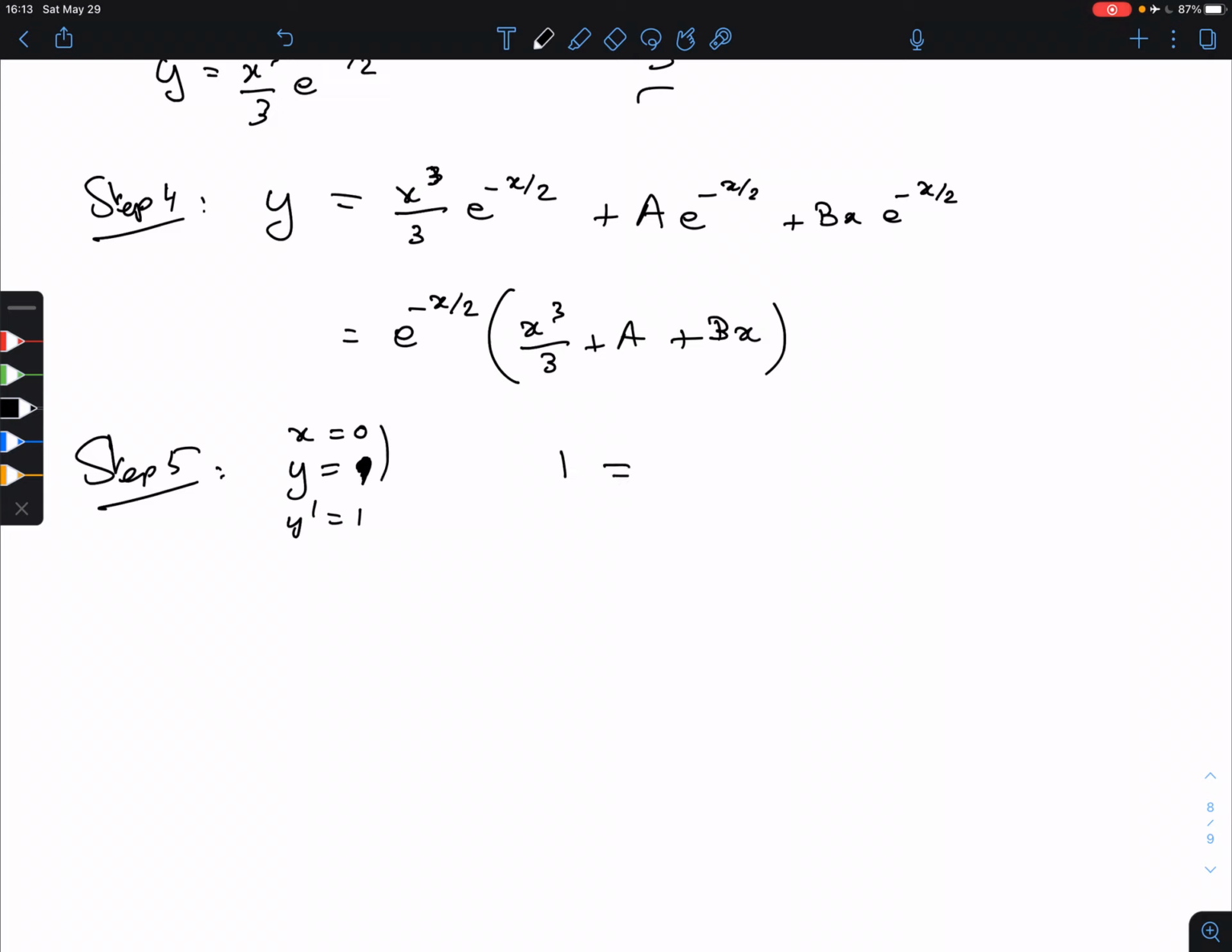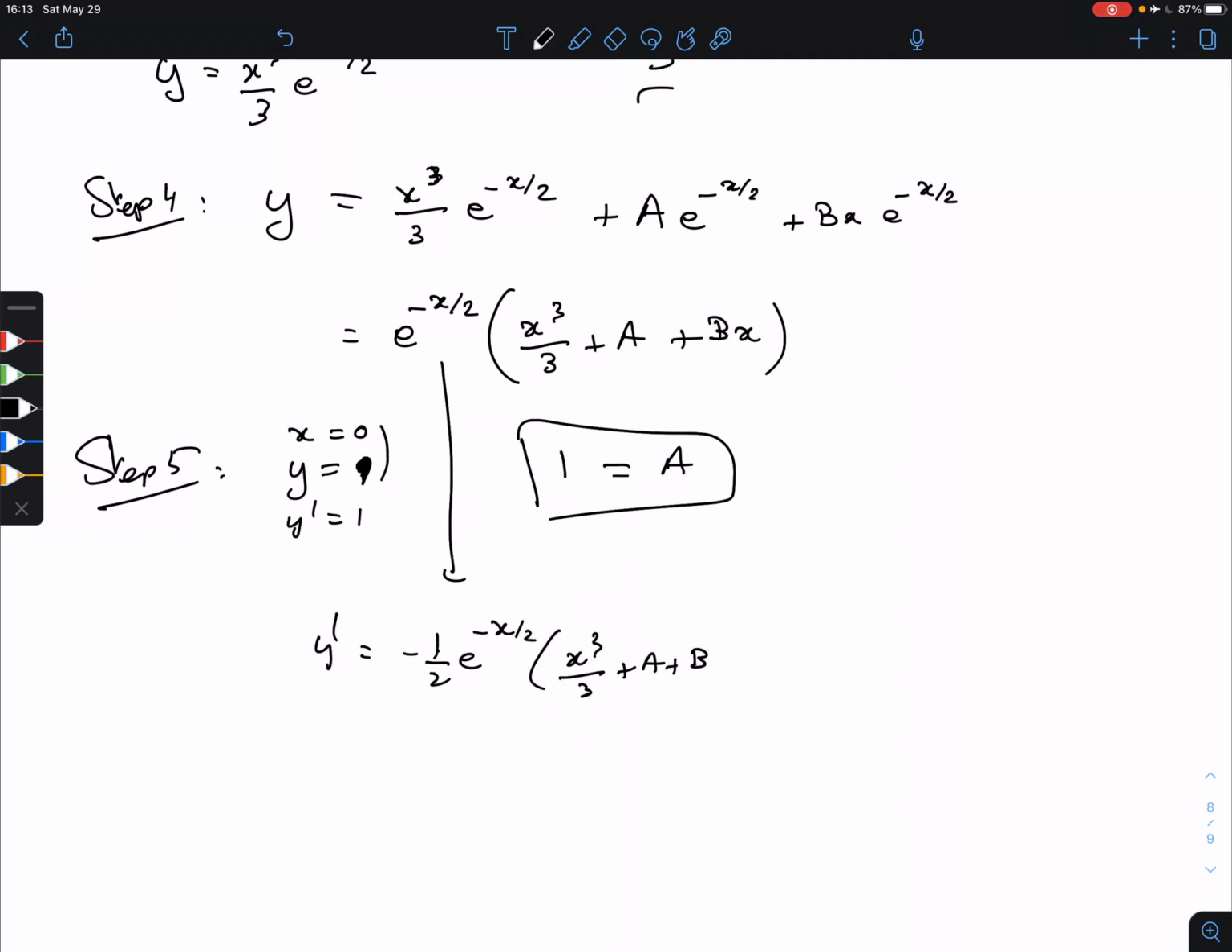1 equals, the whole exponential goes, we get just a, because this is a power of x, this is a power of x, so I just get that. Okay, that's good. So I do have to take the derivative of this guy, so let's take the derivative here. That's y prime is, well, the derivative of the first is minus a half e to the minus x over 2 times x cubed over 3 plus a plus bx, plus, and now I just copy the exponential and take the derivative of that guy, 3x squared divided by 3, that's just x squared plus b.